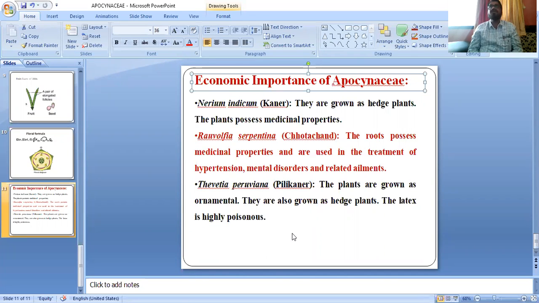So this is all about family Apocynaceae. Yesterday we saw the vegetative characters and systematic position of Apocynaceae, and today we have finished the floral characters, and here Apocynaceae is finished. Tomorrow we will see the next family.